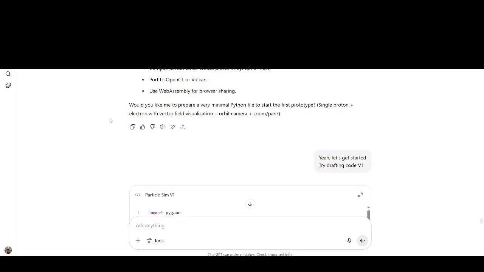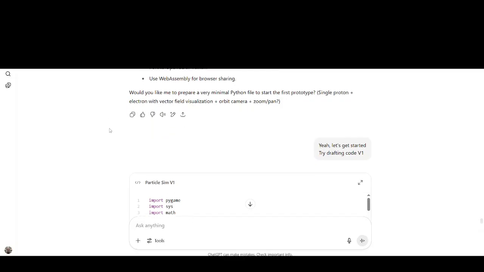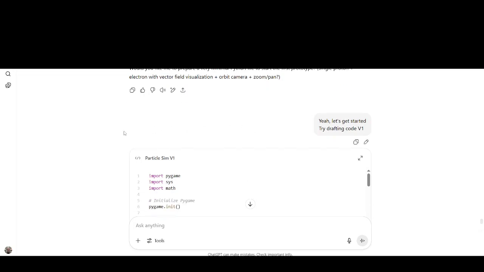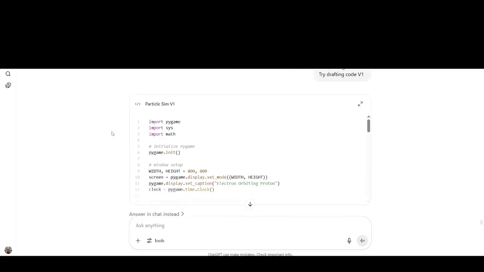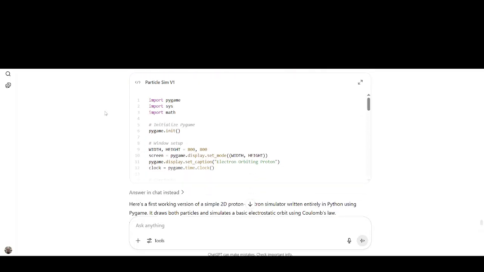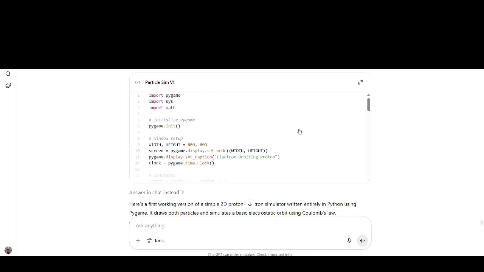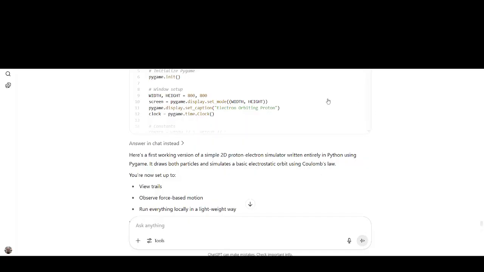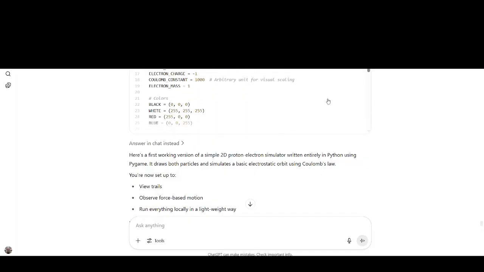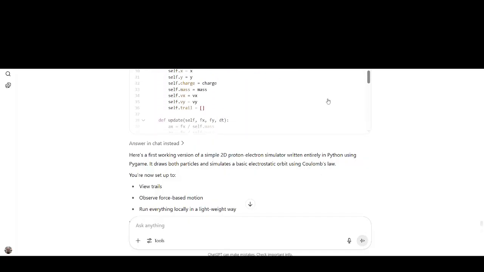Would you like me to prepare a very minimal Python file to start the first prototype? Single proton and electron with vector field visualization and orbit camera and zoom path. Yeah, let's get started. Try drafting code version 1. Particle sim v1. Import pygame. Should I read this? Okay, we'll just browse that real quick.